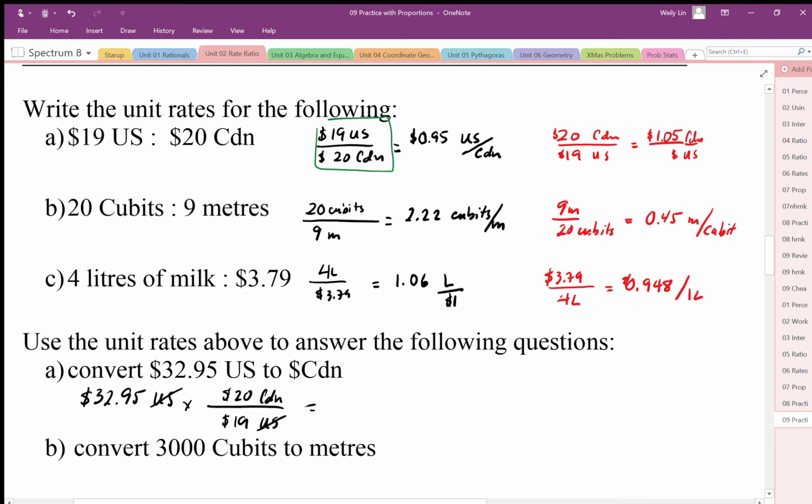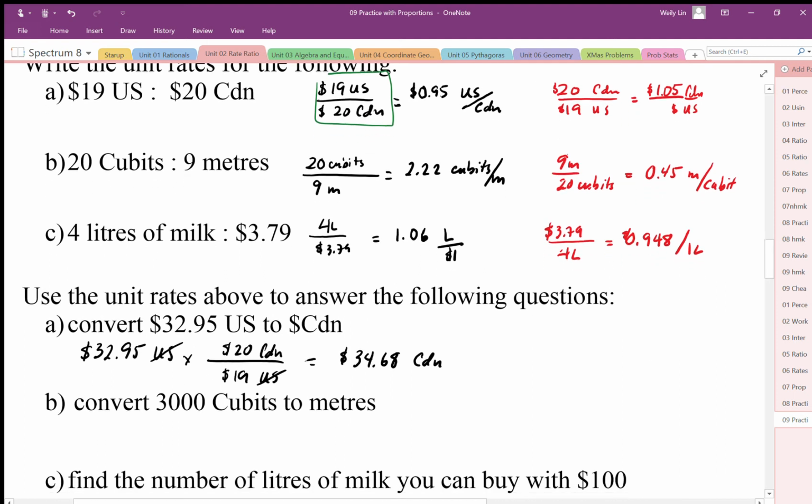Okay, and notice I'm more interested in the units than the actual calculation. Okay, because that's actually the more important part. So 32.95 times on top, divide on bottom. Okay, so I get $34.68, and this is dollars Canadian.